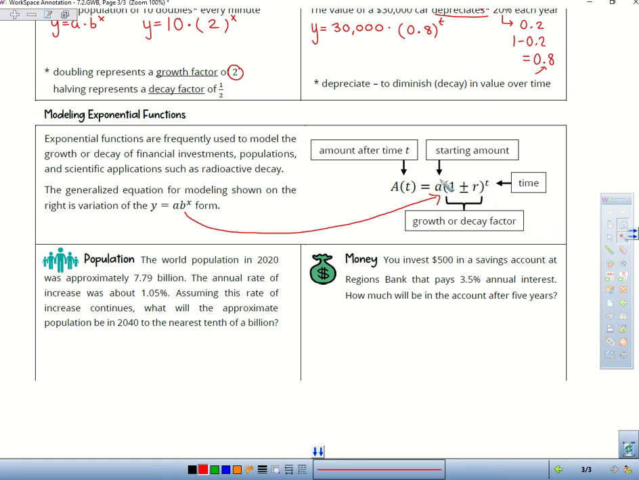So A represents your starting amount. 1 plus or minus r is going to help you find that growth or decay factor given your rate. So we're basically doing the same thing. It's not any different. It just builds it into the formula for you.